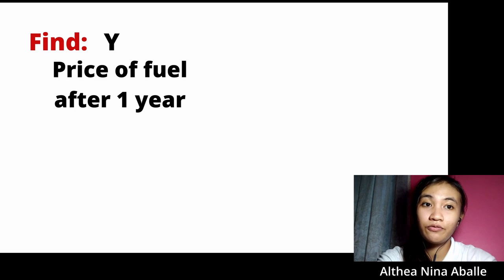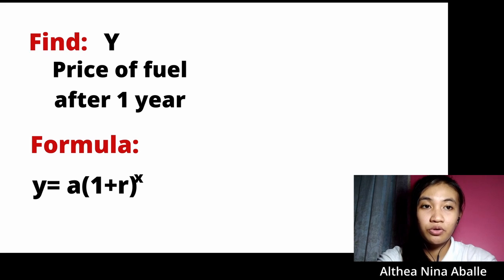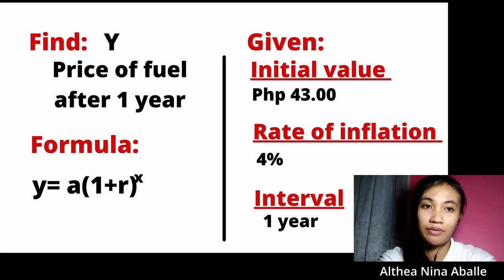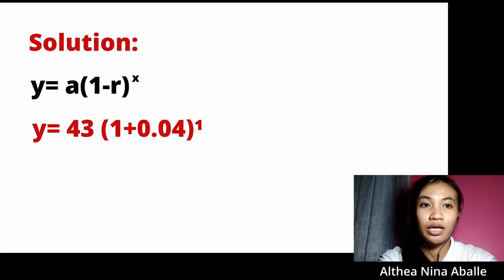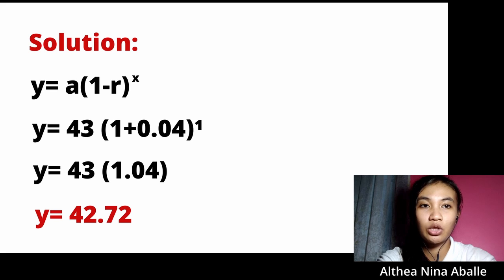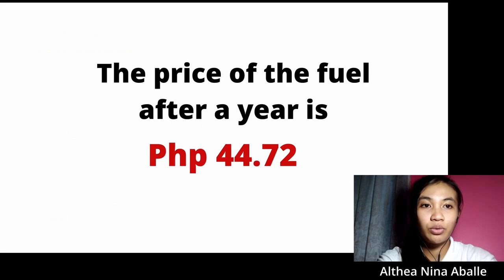Inflation. We are to find the inflated price of the fuel after a year using the formula in finding exponential growth. We first need to determine the initial price, the rate of inflation, and the time interval. After which we substitute and perform the needed operations, which will yield us the result of 44.72. Thus, the price of the fuel after a year will be 44 pesos and 72 centavos.